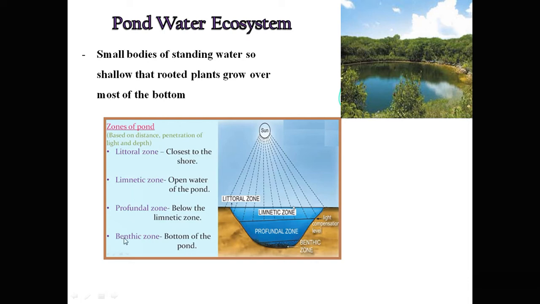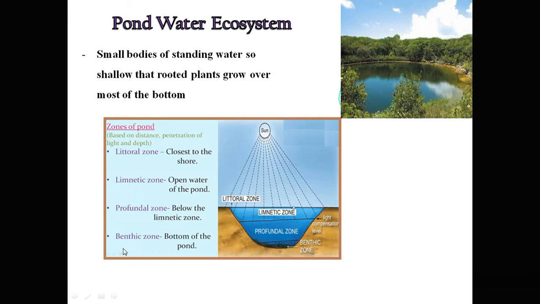Then comes the profundal zone. This region of the pond below the limnetic zone is called the profundal zone, with no effective light penetration. Light penetration will not be there in the profundal zone. Some amphibians and small turtles can live in this area.